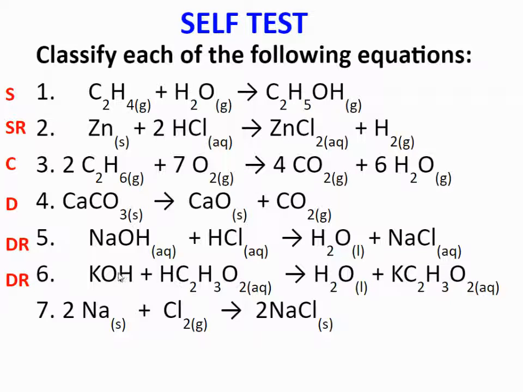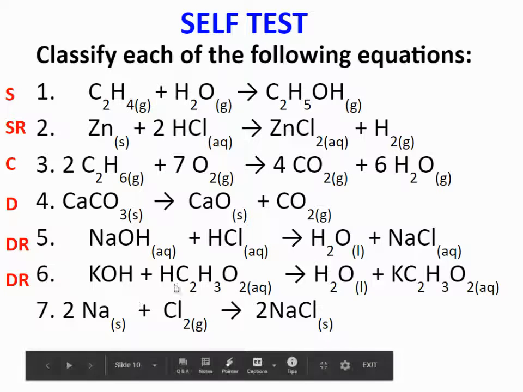Same thing goes for the second one. We have our acid and our base, we have our water and our salt, and then we have the combination of compound reactant, compound product. In NaCl, we only have one product, so it's a synthesis.